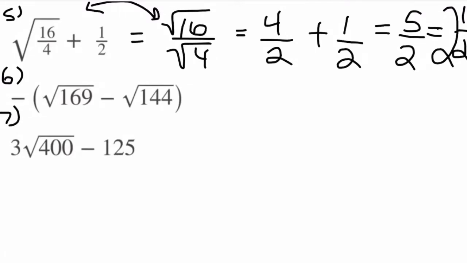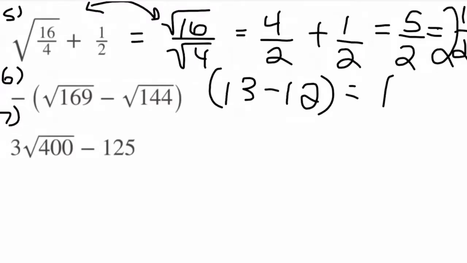So on number 6, we are going to use our order of operations. We're going to solve our parentheses first. So we're going to do the square root of 169, which is 13, minus the square root of 144, which is 12. We're still solving those parentheses. 13 minus 12 is 1. And then notice you have a negative outside that we add in at the end. So our answer is -1.